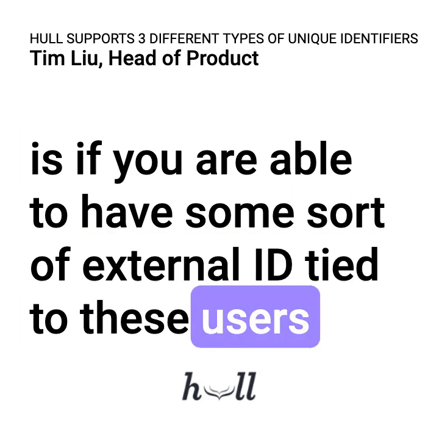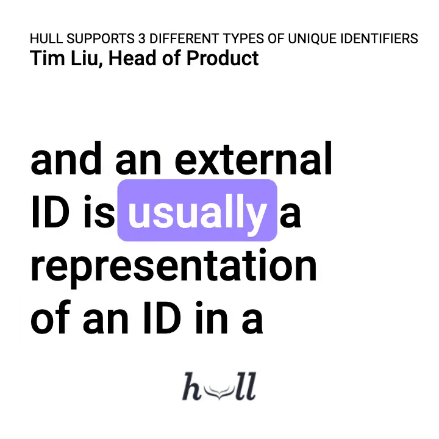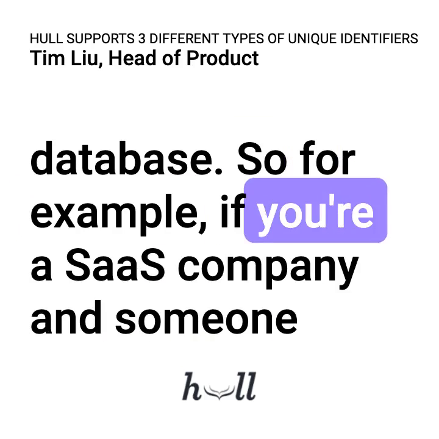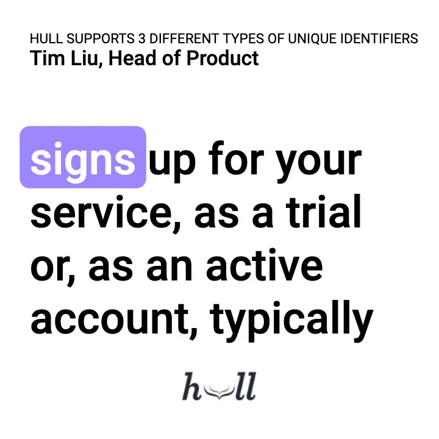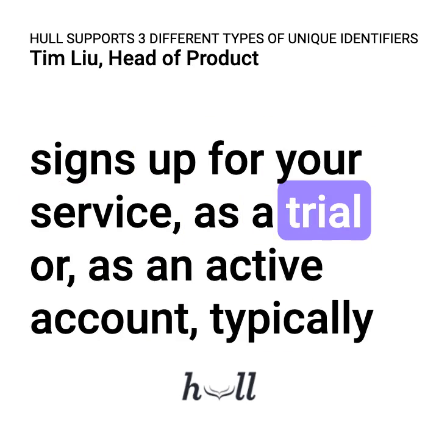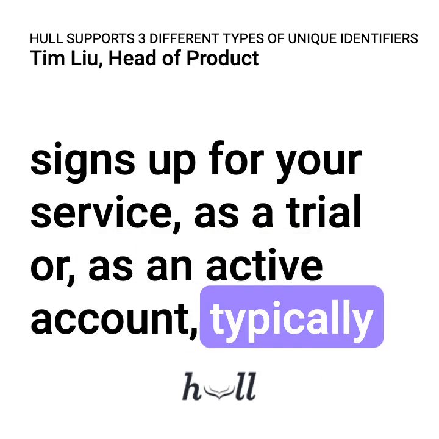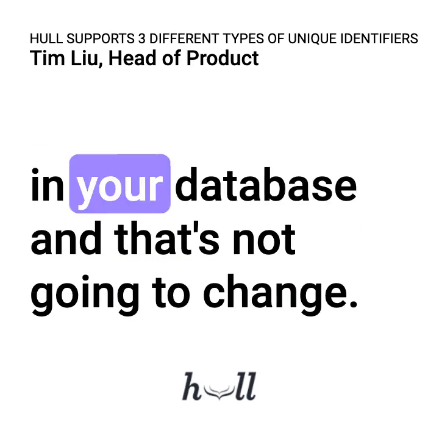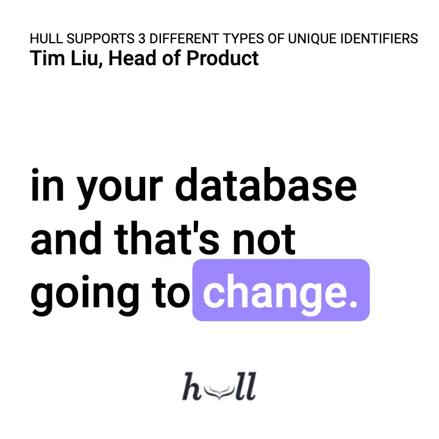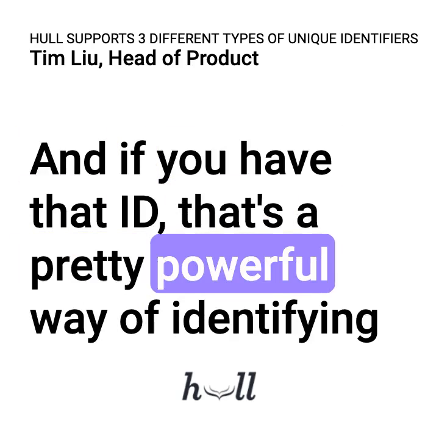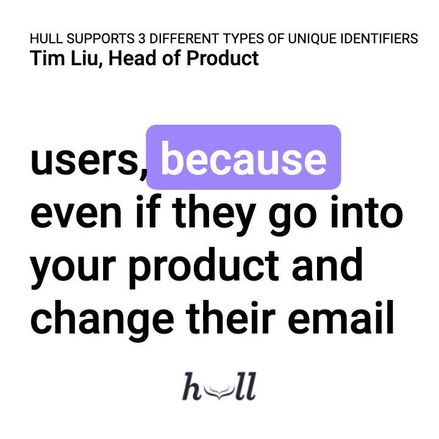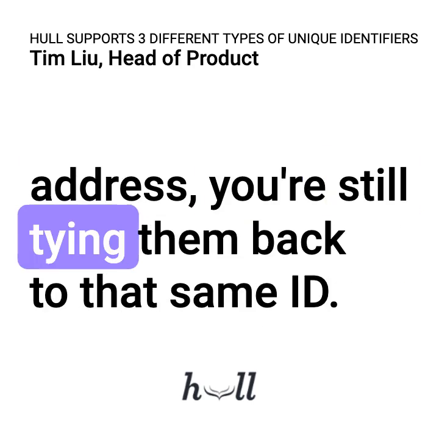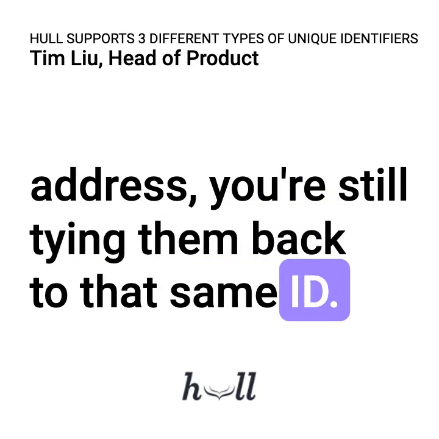tied to these users. And an external ID is usually a representation of an ID in a database. So, for example, if you're a SaaS company and someone signs up for your service as a trial or as an active account, typically on the back end, you'll have an ID that's related to an individual row in your database, and that's not going to change. And if you have that ID, that's a pretty powerful way of identifying users because even if they go into your product and change their email address, you're still tying them back to that same ID.